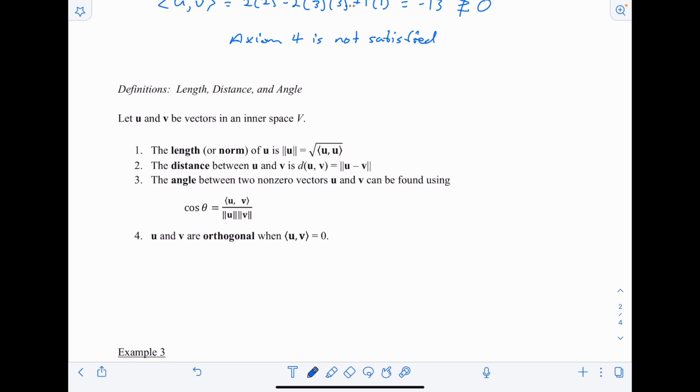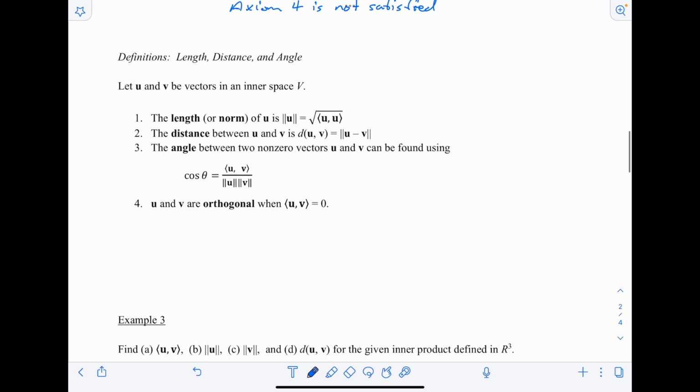This says that u and v are vectors in the inner product space V. The length or norm of u is the magnitude of u, given by the square root of the inner product of u and u. The distance between u and v is given by the magnitude of u minus v, and the angle between two non-zero vectors u and v can be found using this formula. All of this should look very familiar. What we did before in finding length and angles still holds true here in the inner product space.